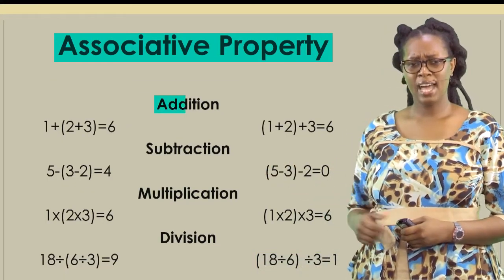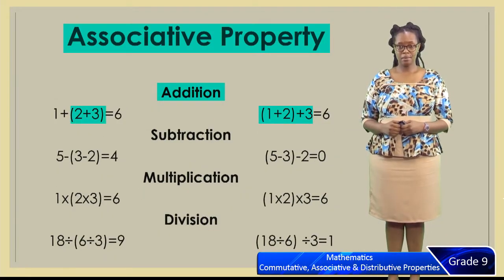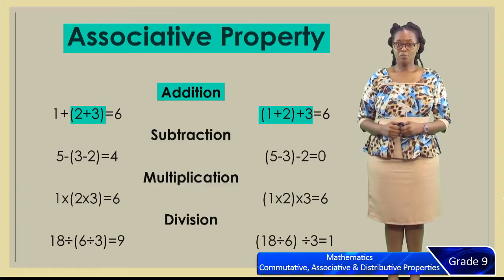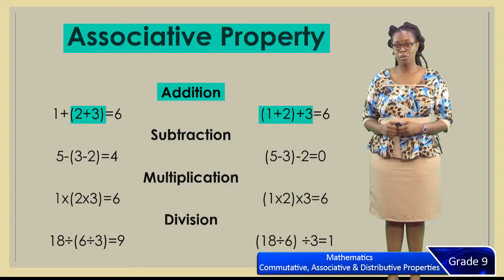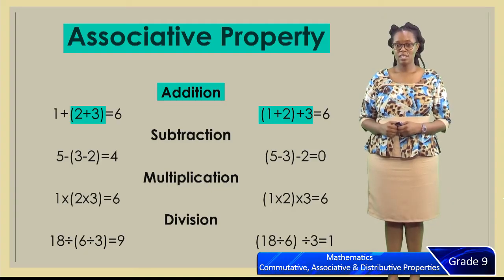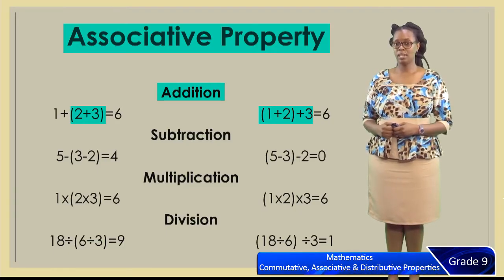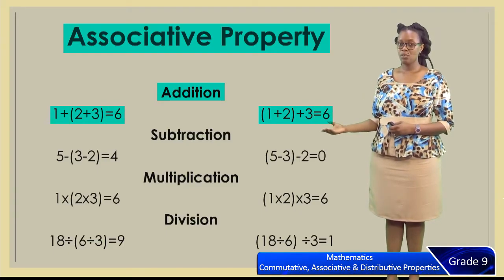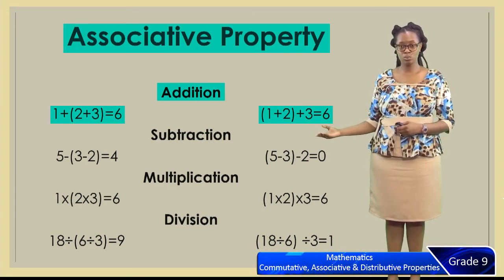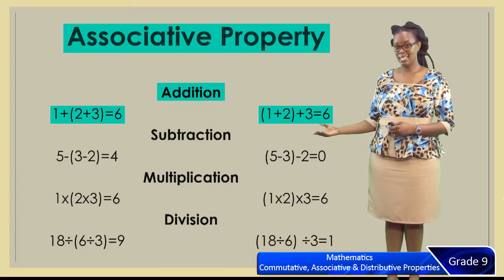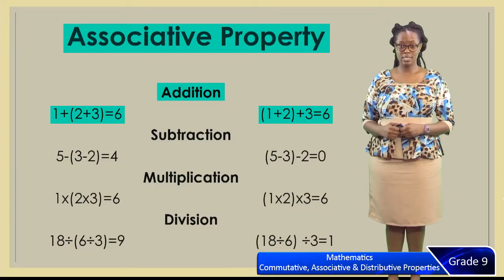What if we have to add 1, 2, and 3, but we decided to group the 2 and the 3 together? We know that from BODMAS, we would have to work whatever is in the bracket first before we could work what is outside of the bracket. So when we compute what's in the bracket first and then add a number outside, we would end up with 6. If we decide that instead of grouping the 2 and the 3, we now want to group the 1 and the 2, the answer would still be 6. So we can say that addition is associative.